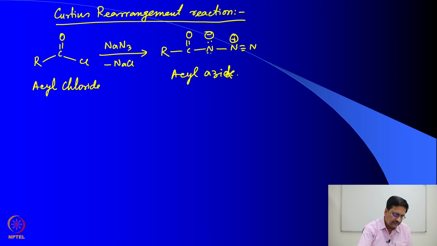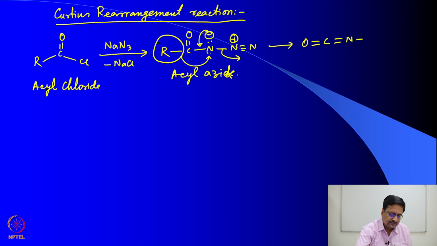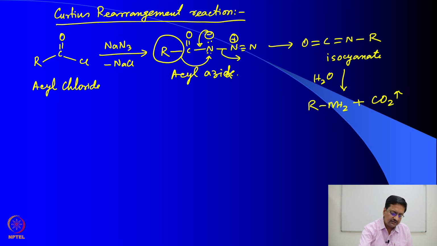and then the migration of R group takes place from the carbon to the adjacent nitrogen with elimination of nitrogen gas and the corresponding pi bond formation. It forms the isocyanate once again. Then this isocyanate can easily be hydrolyzed to form the corresponding RNH2, that is the amine, with the elimination of CO2 from the reaction medium. So, this particular carbon is released as carbon dioxide in all these reactions, and we get a shortened amine.